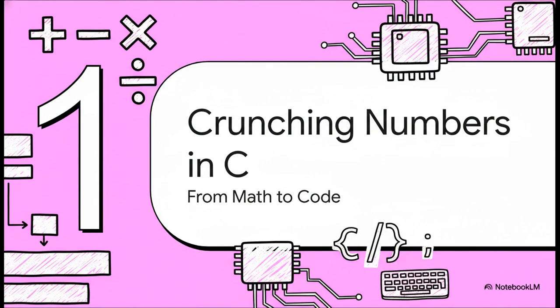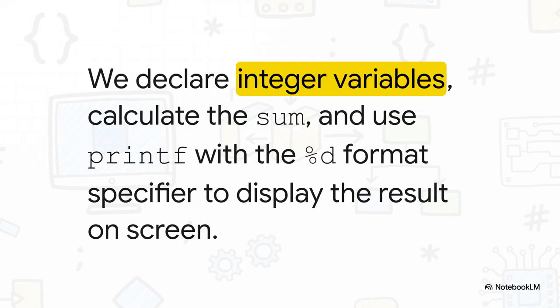Okay, first up, let's start with something we all know, math. We're going to see how C takes a basic arithmetic problem, something you could do on paper, and turns it into a program that runs. This is the foundation for everything else we'll build. Let's walk through this code line by line.